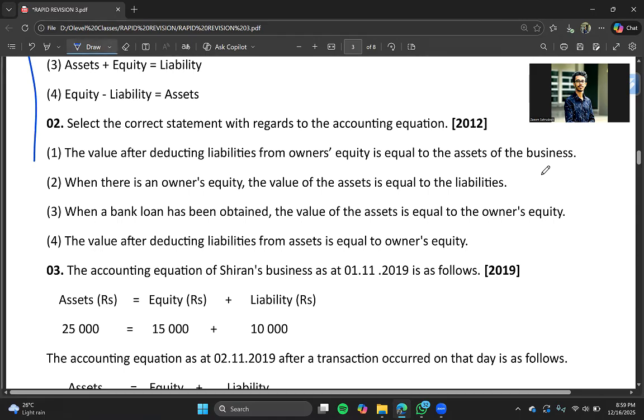Number two, select the correct statement with regard to the accounting equation. The value after deducting the liabilities from the assets is equal to the owner's equity.